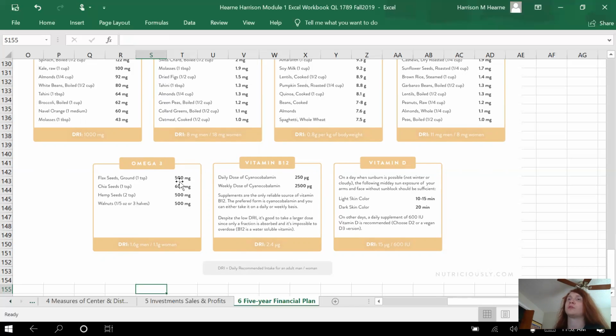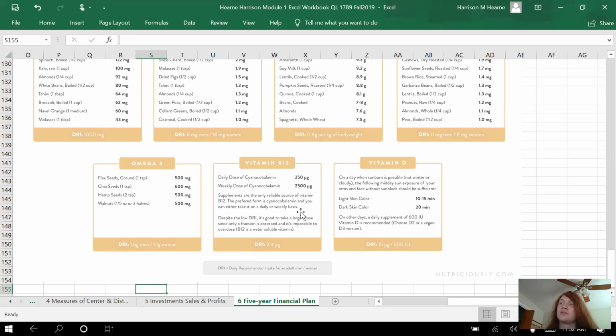I mentioned earlier are so important, because 1 teaspoon of flax seeds and chia seeds can give you 500 or 600 milligrams of omega-3 fatty acids, and the recommended intake for men is about 1.6 grams. So if I have 3 teaspoons of flax seeds a day, or 3 teaspoons of chia seeds a day, or 3 teaspoons of hemp seeds a day, or 1.5 ounces of walnuts a day, I will get my daily recommended intake of omega-3 fatty acids and not have to supplement, which is good.